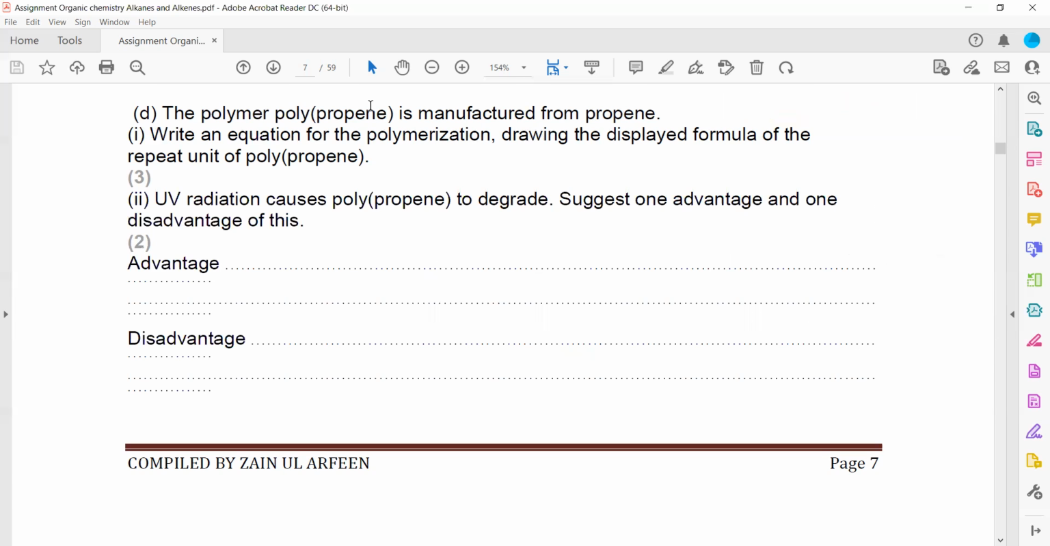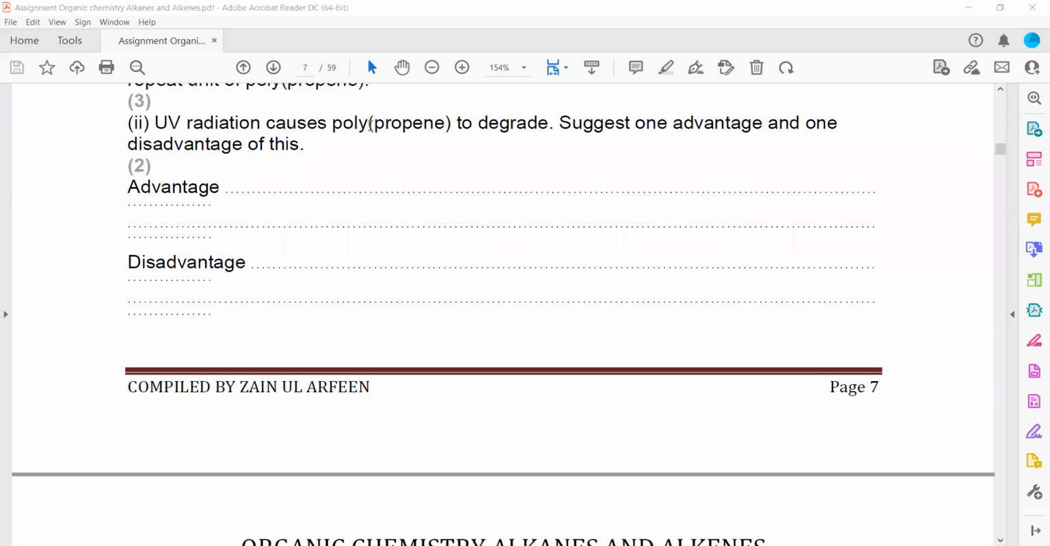The ultraviolet radiation, UV radiation, causes polypropene to degrade. So just one advantage and one disadvantage. So what is the advantage? Advantage, the polypropene will decompose naturally. But what is the disadvantage? The disadvantage is we cannot use it outdoors, or it cannot be recycled or cannot be reused. So the advantage is that it can decompose naturally.